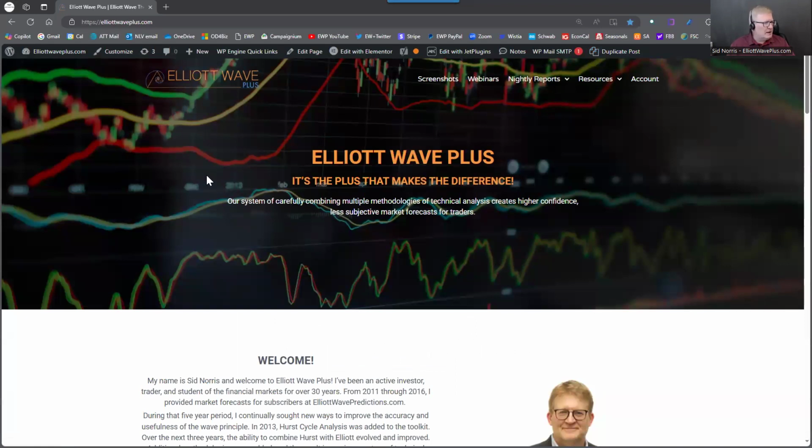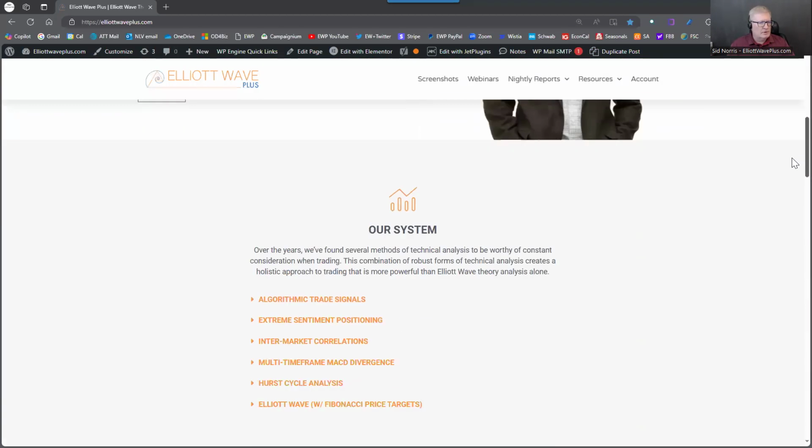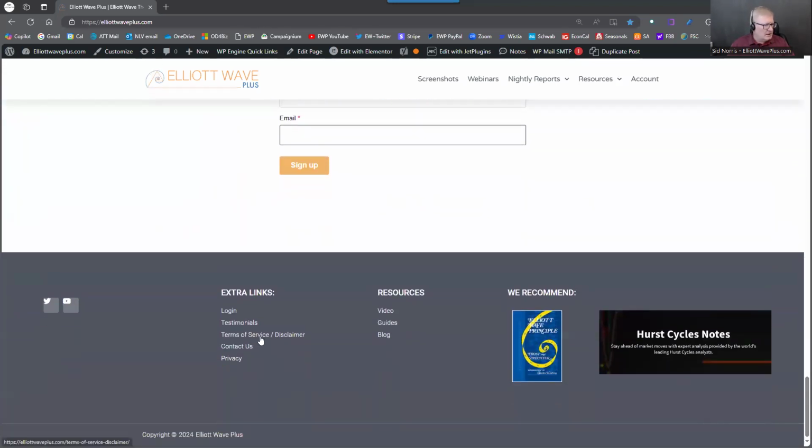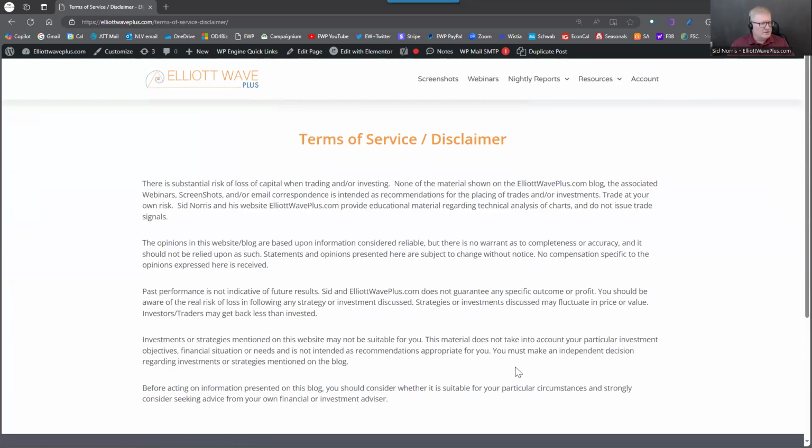It's at my website, ElliottWavePlus.com. So to read the disclaimer, please go there and scroll to the bottom of any page at the site and click on this Terms of Service Disclaimer tab. So there it is. Please go there and read it in full. If I were to summarize that in one sentence, it would be there's risk of loss in all trading.